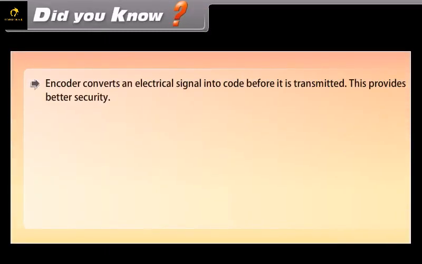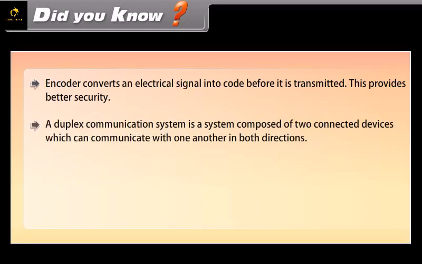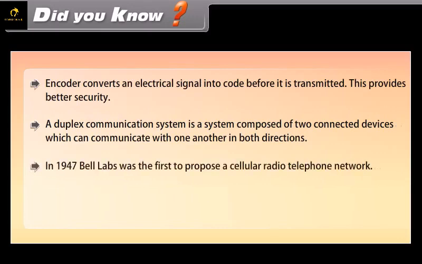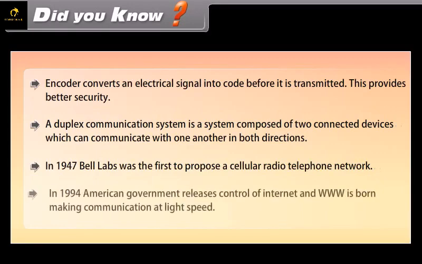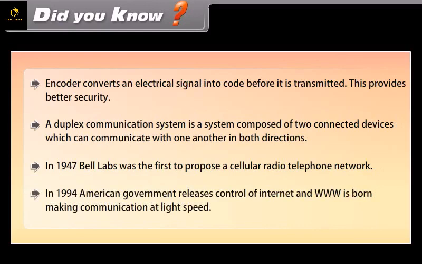Did you know? An encoder converts an electric signal into code before it is transmitted. This provides better security. A duplex communication system is a system composed of two connected devices which can communicate with one another in both directions. In 1947, Bell Labs was the first to propose a cellular radio telephone network. In 1994, the American government released control of the internet and the WWW was born, making communication at light speed.